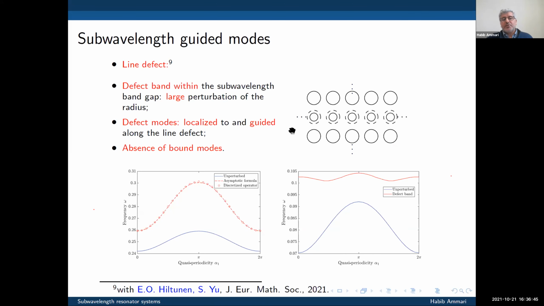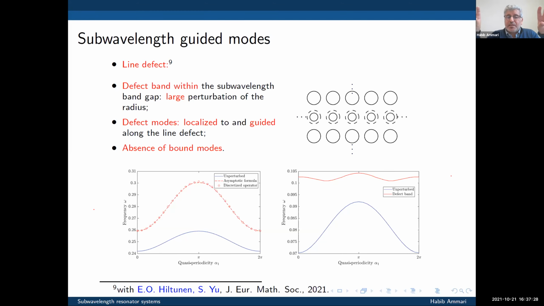We can do the same for guided waves. We can make a line defect, but now the perturbation has to be large. Otherwise, we cannot get these eigenmodes, this band here away from the continuum spectrum. So the perturbation has to be large. Then the analysis is kind of tough, and that's what Sun-Yun Liu and Eric Hiltunen did. So we make the perturbation large, and we can prove that they are defect modes.